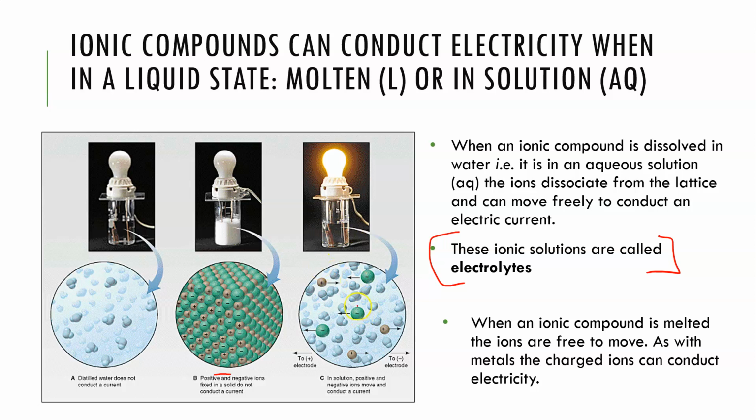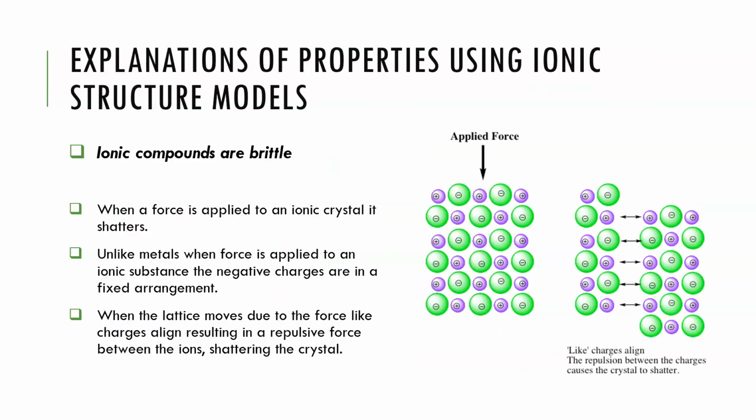The other time when ions are able to move is if we melt the ionic compound and turn it into a liquid. If you remember from your particle model, liquids are able to move around. The particles aren't fixed in place. So if we melt an ionic compound and make a liquid out of it, it will also conduct electricity.